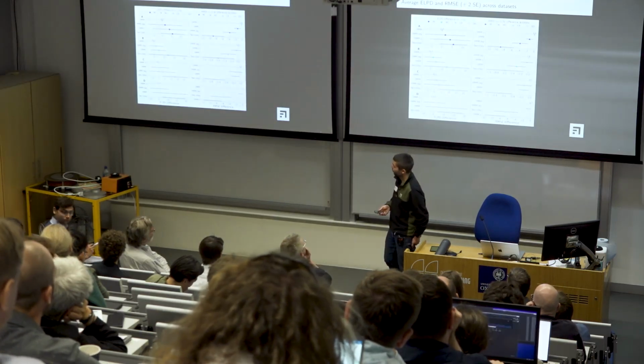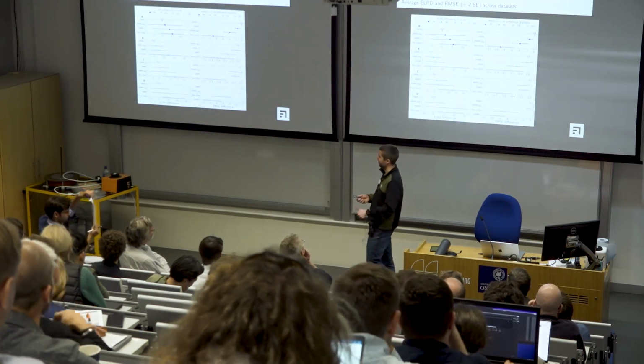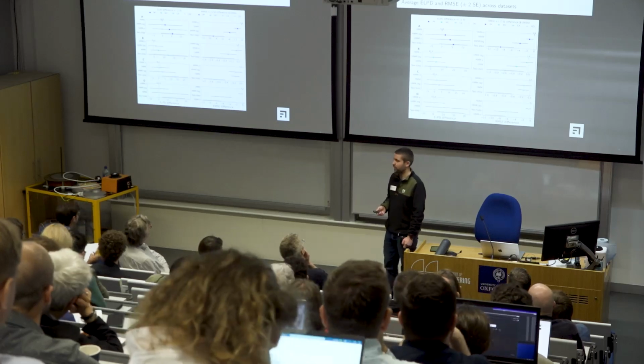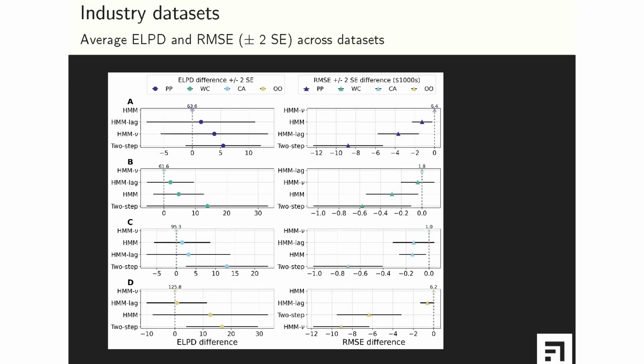So this plot shows ELPD and RMSE, plus or minus 2 standard errors, across the different data sets. The rows are different lines of business. Don't worry too much about those at the moment. The way to read each panel is that they're ordered by model performance, and the top model is the best performing model on average. And in nearly all cases, the hidden Markov model variants beat the two-step process.